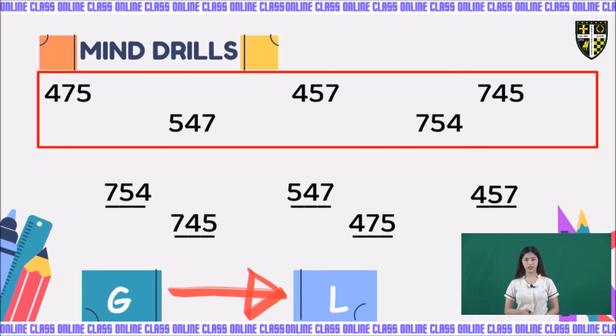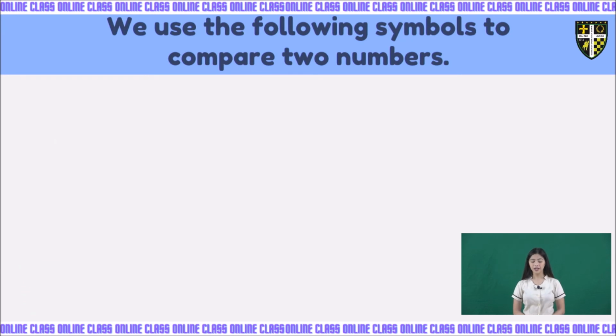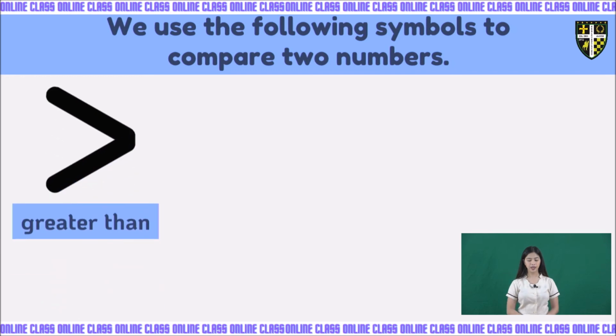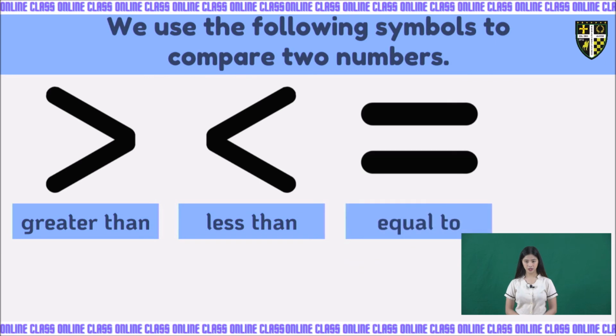So kids, remember, in comparing numbers, compare the thousands digit first, followed by the hundreds digit, the tens digit, and the ones digit. So we are going to start comparing from the left side of the number. And kids, remember that in comparing numbers, we need to use the following symbols: greater than, less than, and equal to.